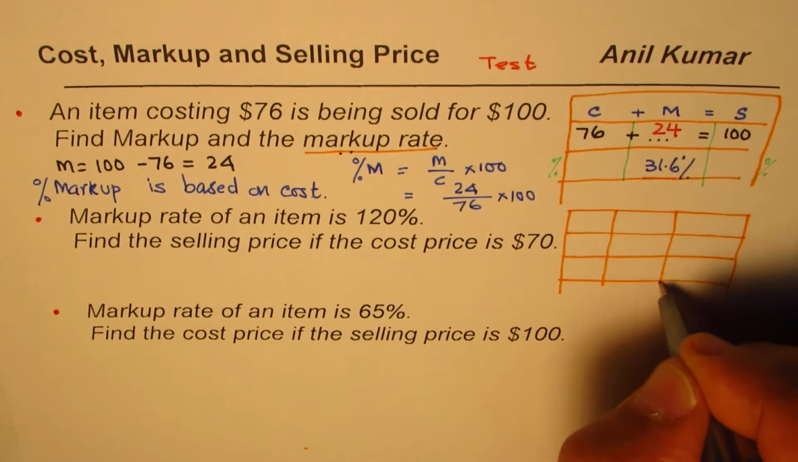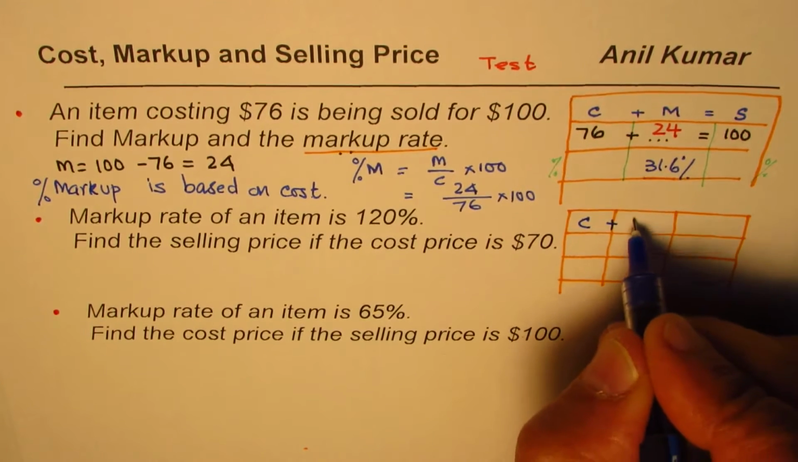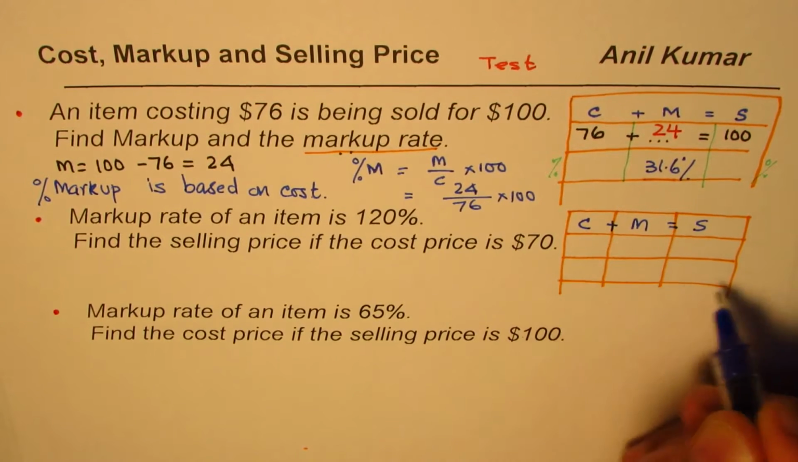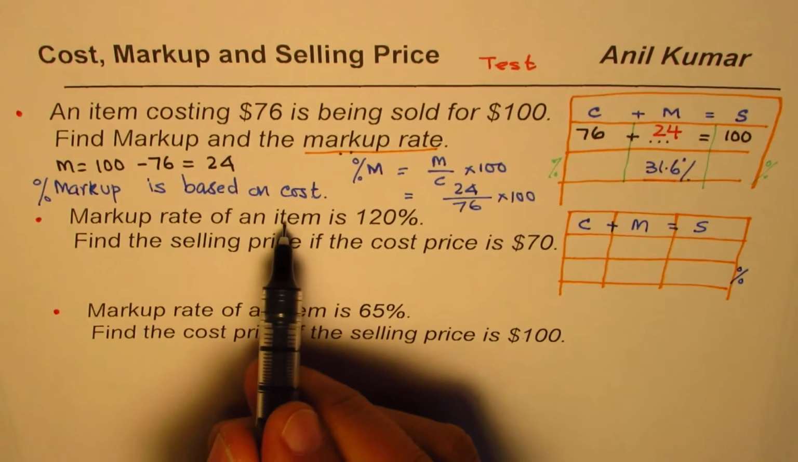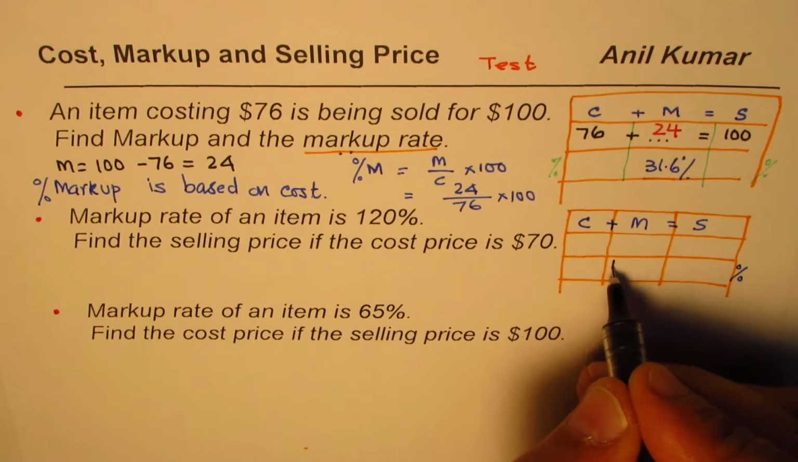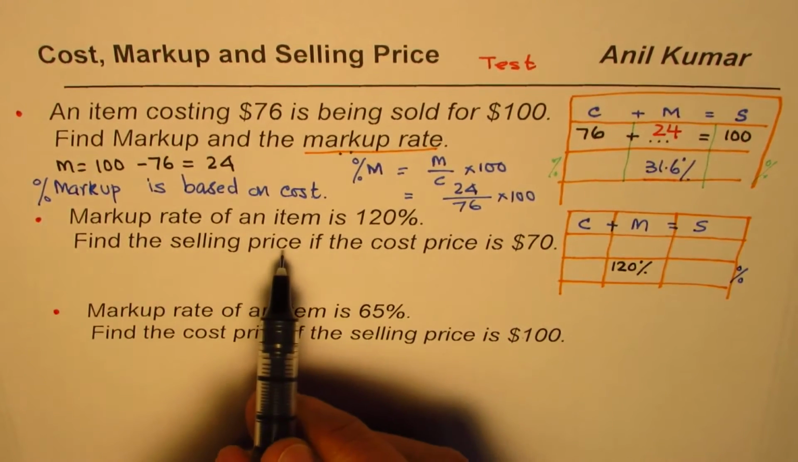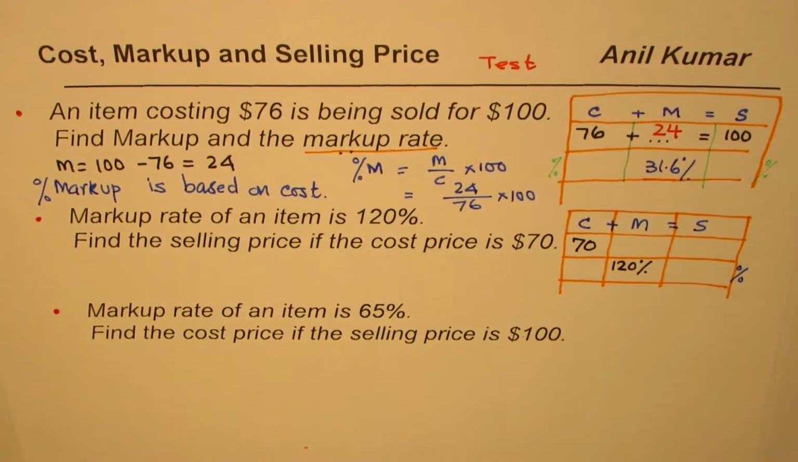So let me just complete it like this. Okay, so what we are saying here is that cost price plus markup is equal to the selling price, and this last column is to calculate the percentages. What are we given? We are given markup rate is 120%. This is 120%. This is what we are given. Find the selling price if the cost price is 70. So we are given $70 here. We need to find what the selling price is, right?